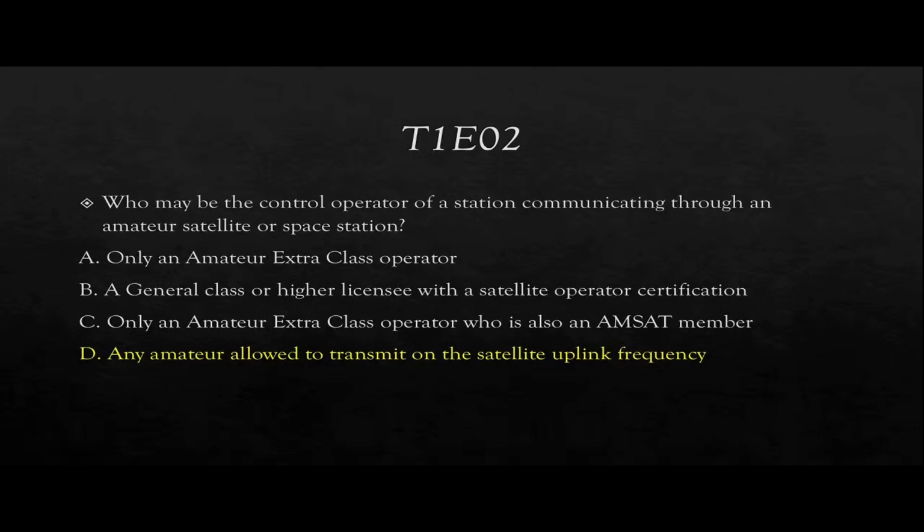So if you're a technician class and it's on 2 meters, you are completely allowed. If it were for some reason using 10 meters, you are not allowed unless it's SSB, single sideband. That's one of those things we talked about earlier. Technician class is not allowed to use FM on 10 meters at this time. But again, you wouldn't really use that for satellite because you need to punch through that atmosphere. So the answer is D, any amateur allowed to transmit on the satellite uplink frequency. Again, as long as you have the privileges for that uplink frequency, you're good to go.